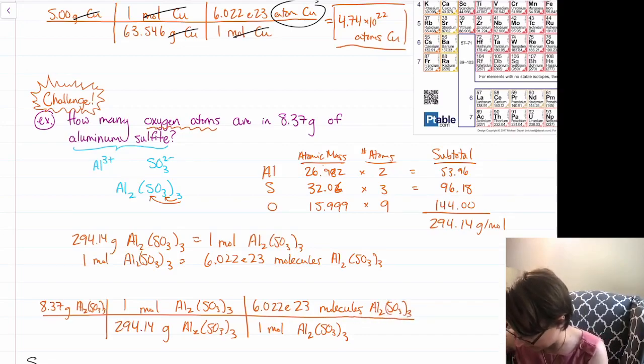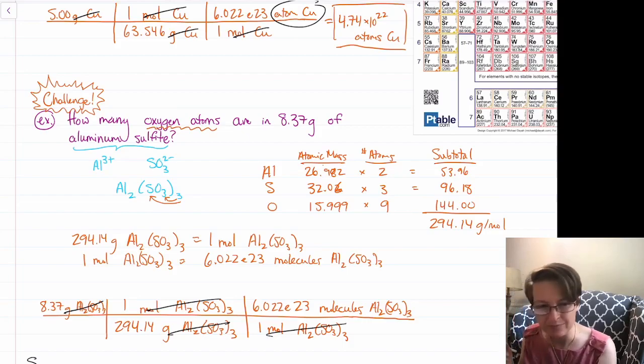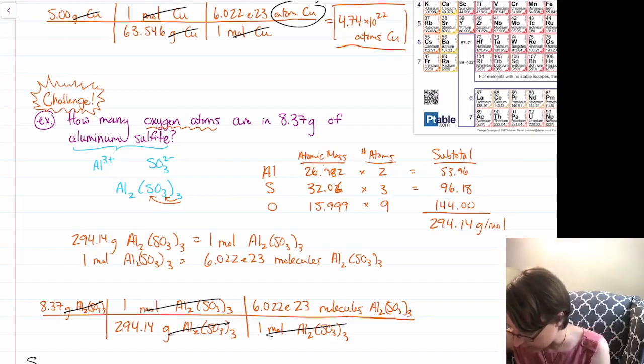Okay, let's do a quick unit check. Gotten rid of grams of aluminum sulfite, gotten rid of moles of aluminum sulfite, but currently my units are actually molecules of aluminum sulfite, and I'm asked about oxygen atoms. So I'm going to have to come up with one more conversion factor in order to get to my desired unit system. And I can do that.